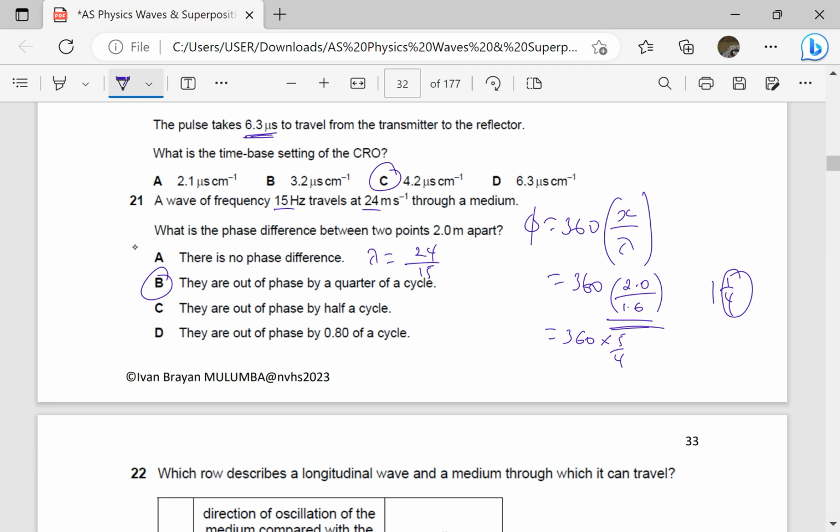There is no phase difference. They are out of phase by half a cycle. No, the quarter cycle is very important. They are out of phase by 1.25 of a cycle, which means one complete cycle, then the other part is a quarter cycle.